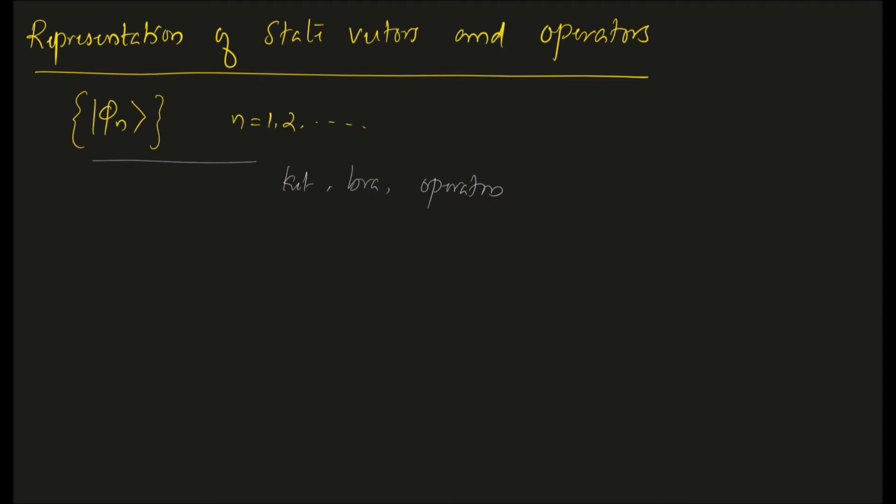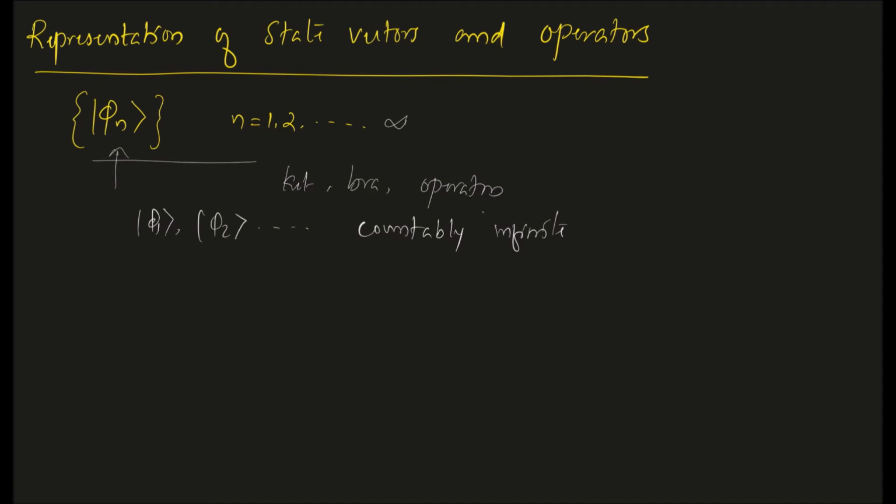So what we have considered is a discrete, complete and orthonormal basis given by this phi n. Now it's discrete, but it can have an infinite number of unit vectors. Then we say that this phi 1, phi 2, etc. is countably infinite when we have an infinite number of discrete basis vectors.